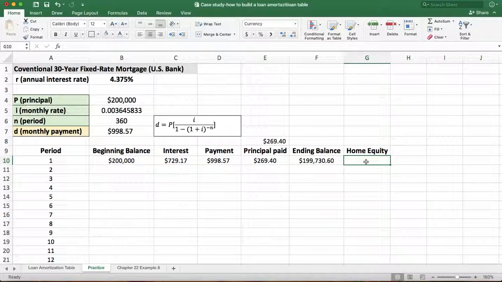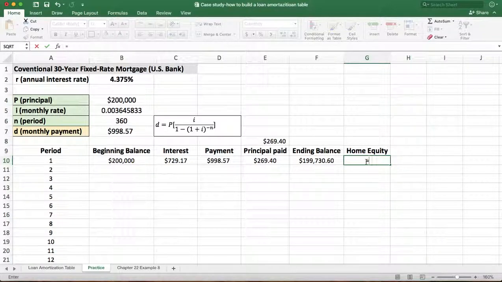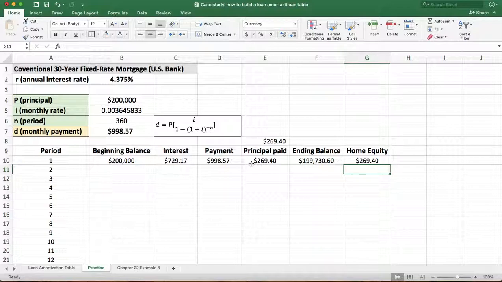Let's see the home equity. Home equity is the accumulated principal pay here. Because we only pay 1 period, it just equals the principal pay here.